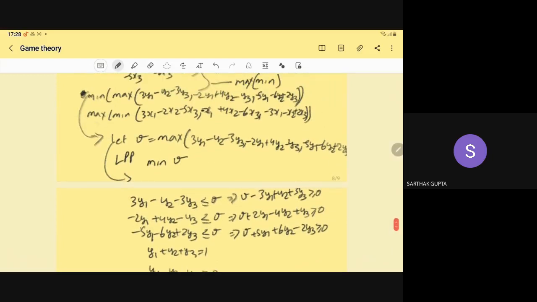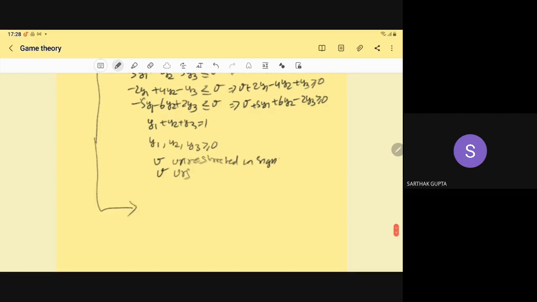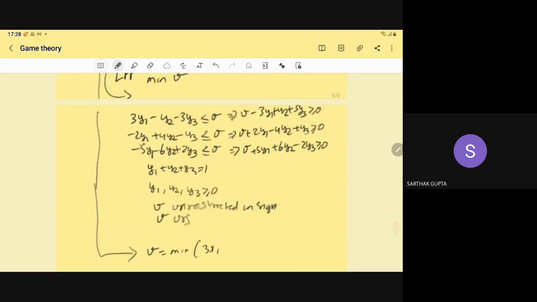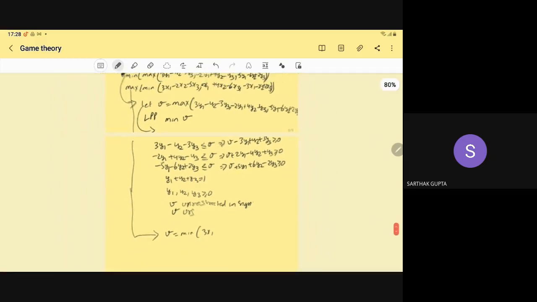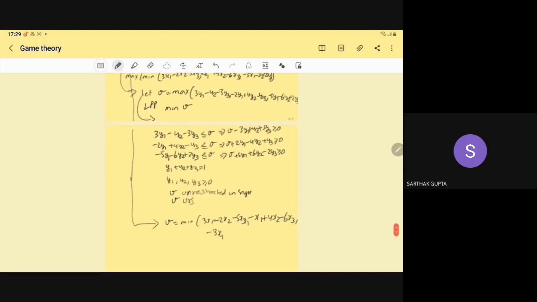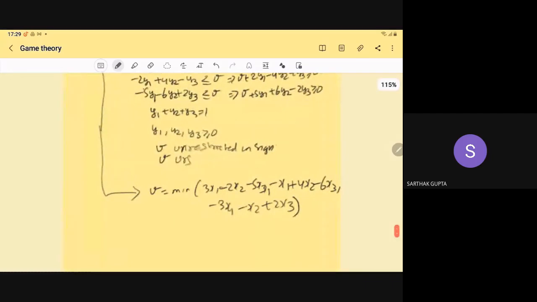Similarly, if you want to write the problem from this, here we have to assume let v be equal to the minimum of 3x1 minus 2x2 minus 5x3, minus x1 plus 4x2 minus 6x3, and minus 3x1 minus x2 plus 2x3. If you assume this, what will it give you?